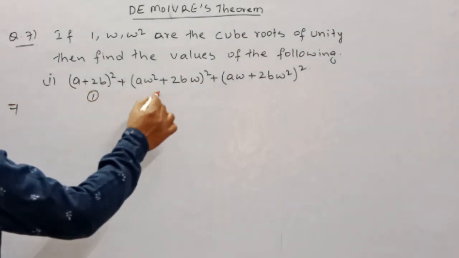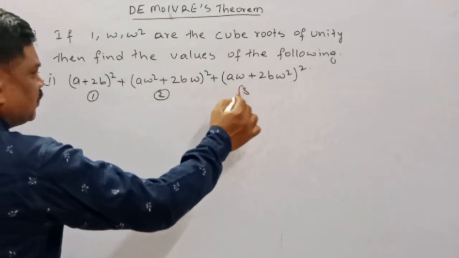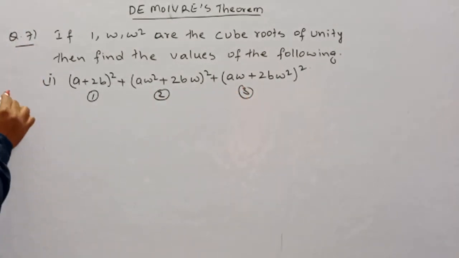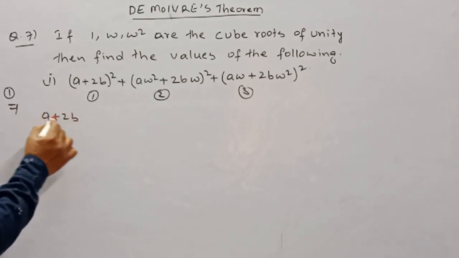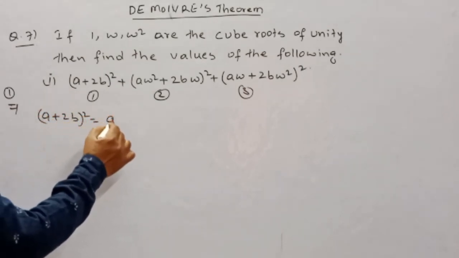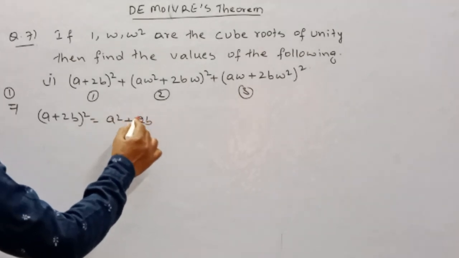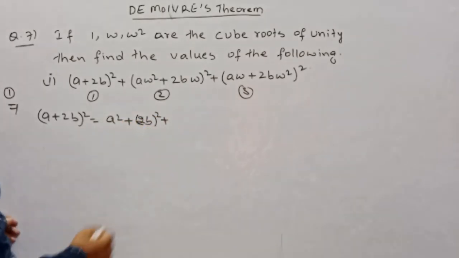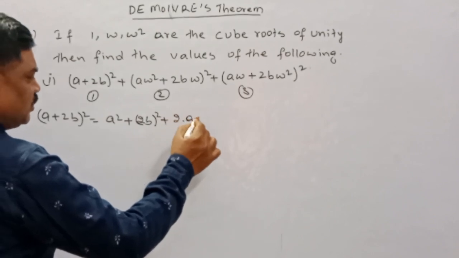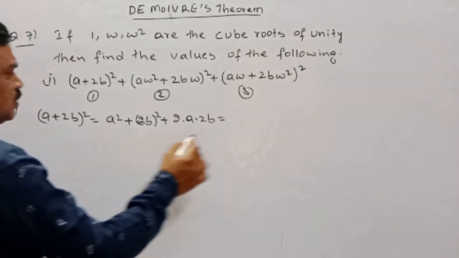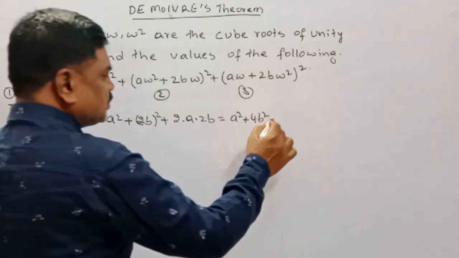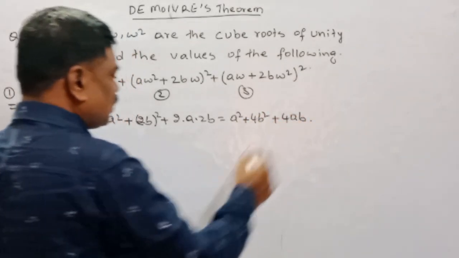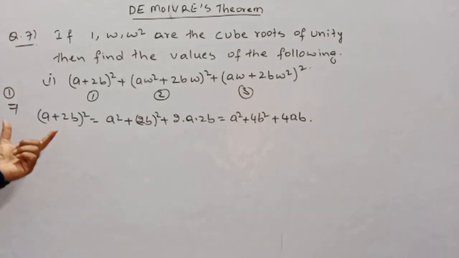This is the first one, second one, third one. You take the first one: (a + 2b) whole square. This is a square plus (2b) whole square plus 2 into a into 2b, equal to what? a square plus 4b square plus 4ab. Okay, this is the expansion in terms of the (a + b) whole square form.